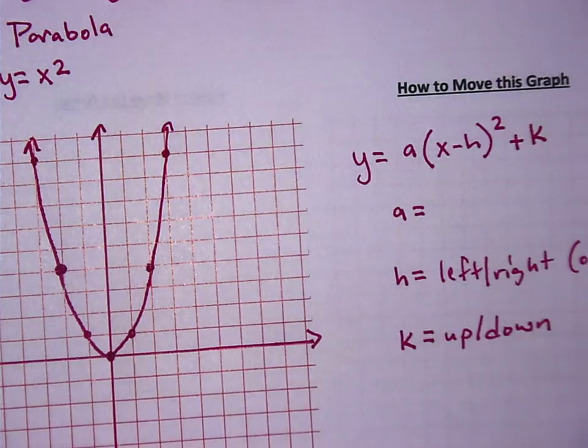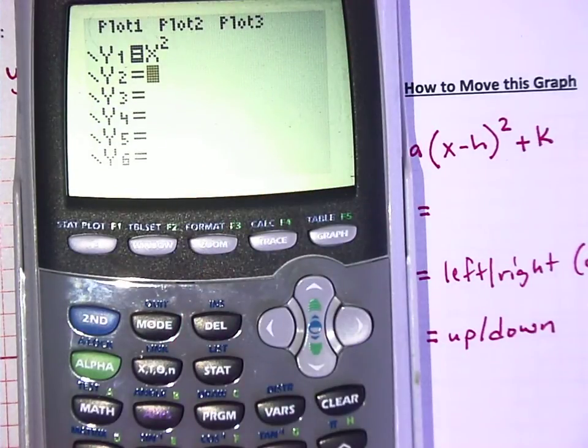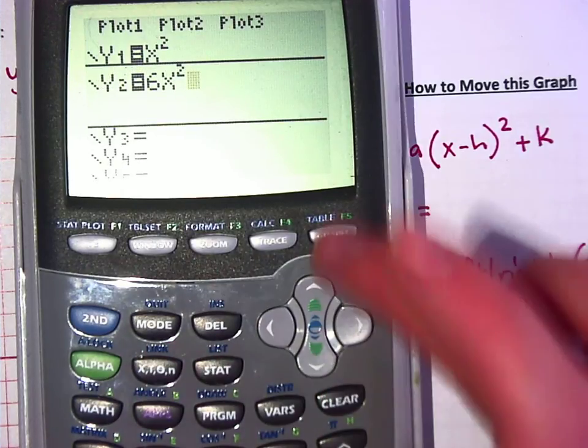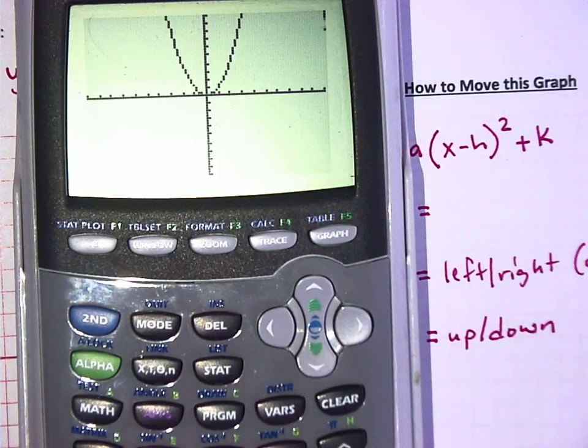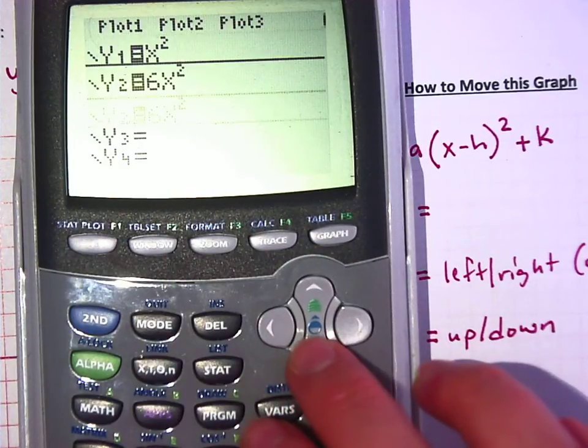All right. Let's try one more time. Go back into your calculator and put x squared. This time I want you to write 6x squared on the second line. So, a number out front. What happened? You got really narrow. So it's kind of like the original is 1x squared, and this one got really narrow.